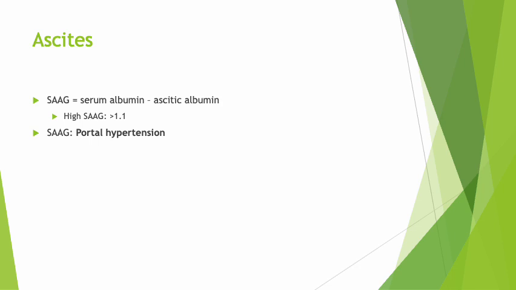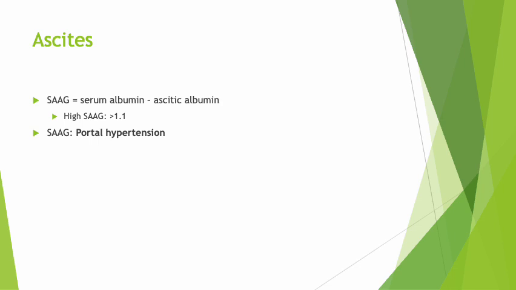And on your test question, what you're going to get is a table that has a value for the serum albumin and a value for the ascitic albumin. So you're going to have to subtract and determine whether that's high or low. So knowing that a high SAAG gradient is more than 1.1 is going to be helpful on your exam.